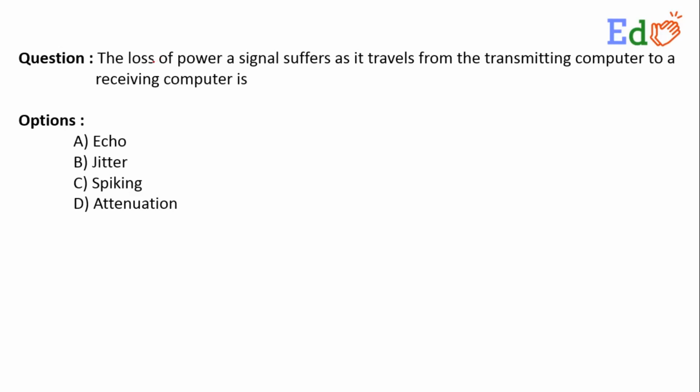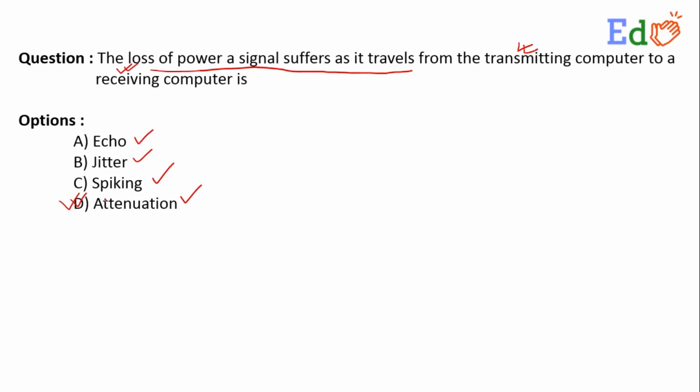The loss of power of a signal as it travels from the transmitting computer to the receiving computer. So what is the respective term for that? We have one option, the echo; the next one is the jitter; the next one is the spiking; and the last one is the attenuation. So here the answer will be attenuation.